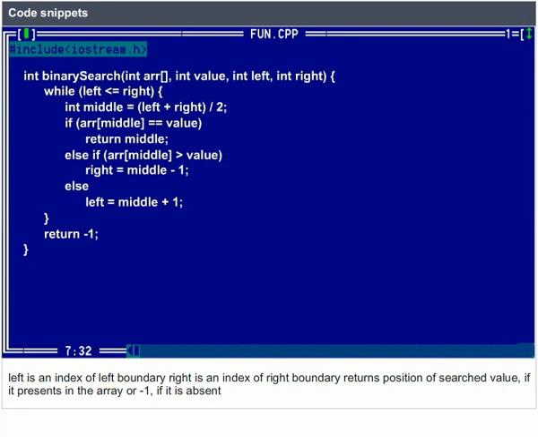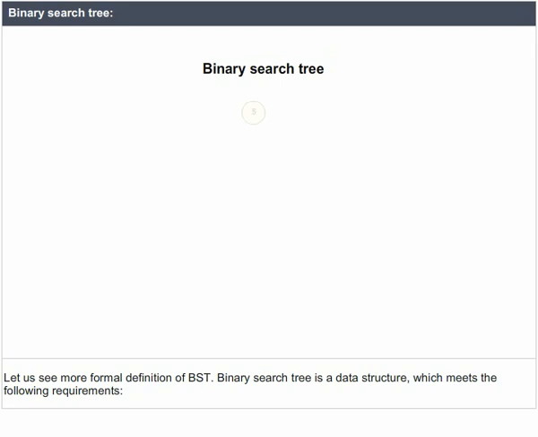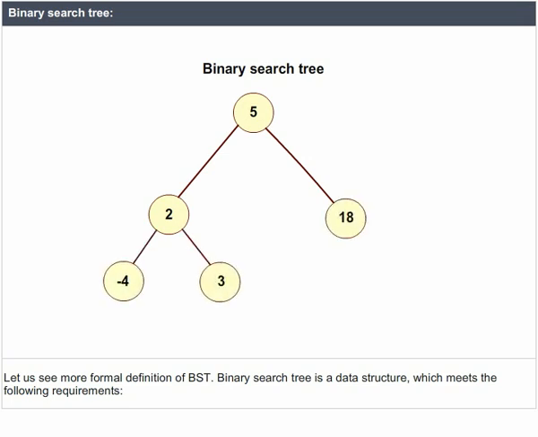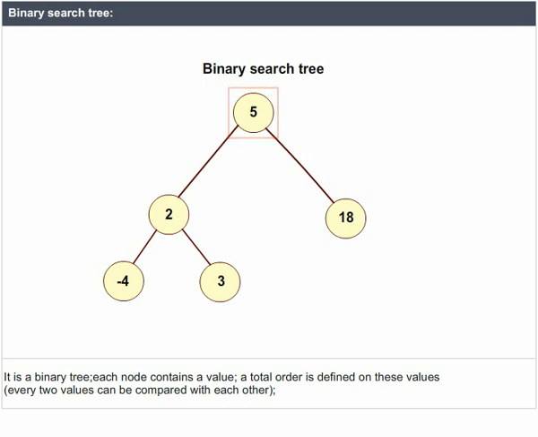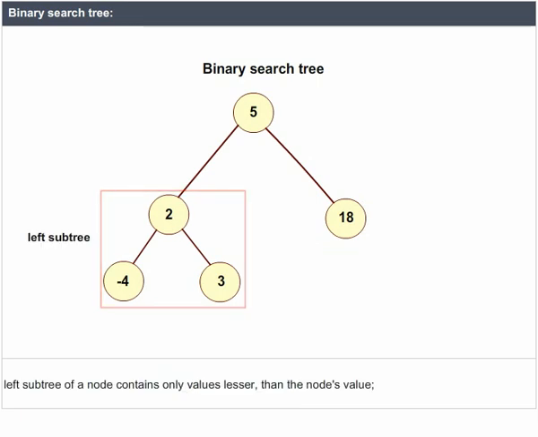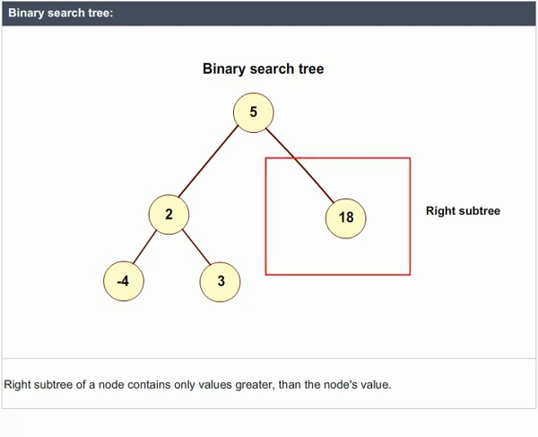Binary search tree. Let us see more formal definition of BST. Binary search tree is a data structure which meets the following requirements. It is a binary tree. Each node contains a value. A total order is defined on these values. Every two values can be compared with each other. Left subtree of a node contains only values lesser than the node's value. Right subtree of a node contains only values greater than the node's value.